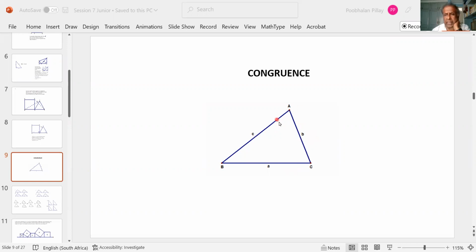Now, every triangle, this is very important, every triangle has got 6 numbers associated with it, the 3 angles and the 3 sides.